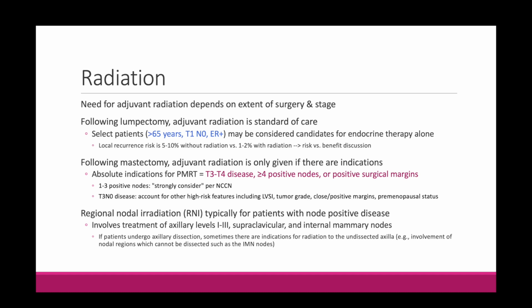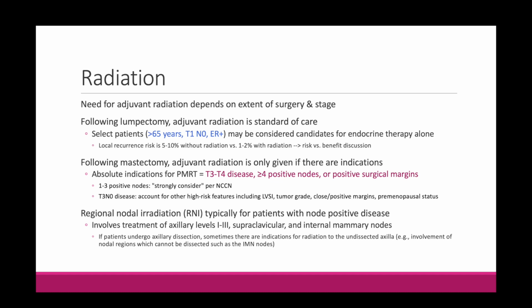And what we end up treating is axillary levels 1 to 3, the supraclavicular nodes, as well as the internal mammary lymph nodes. Now, if patients undergo axillary lymph node dissection, we often will omit the dissected axilla and just go after the regional lymph nodes that were not dissected. But in some cases, we might actually go after the dissected axilla too.